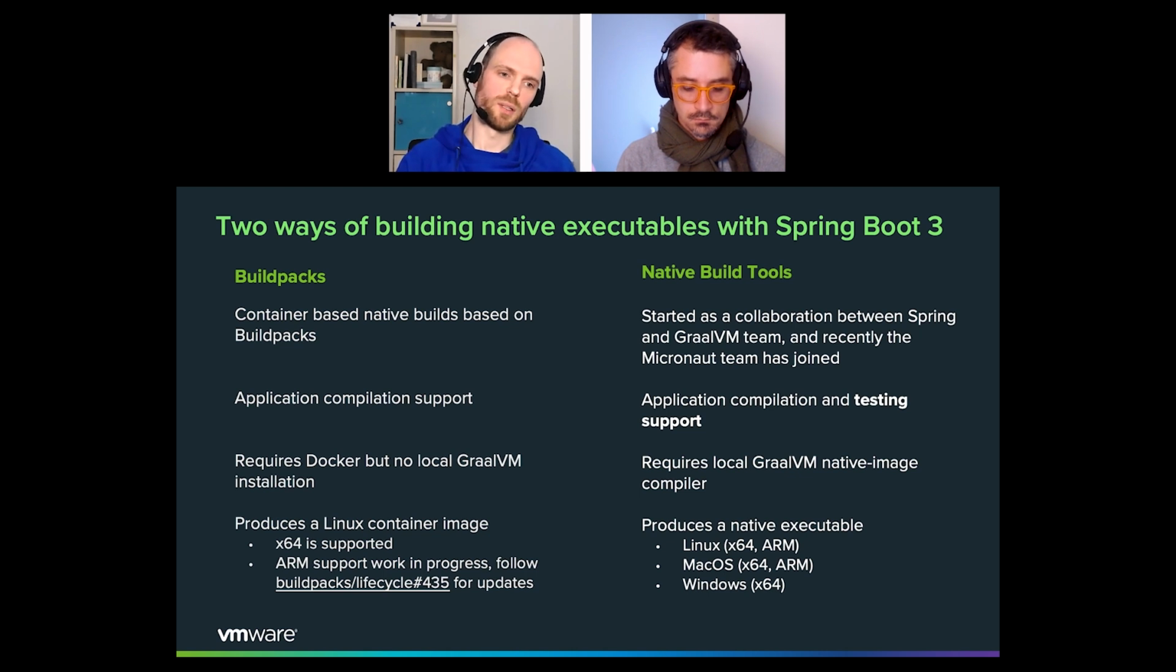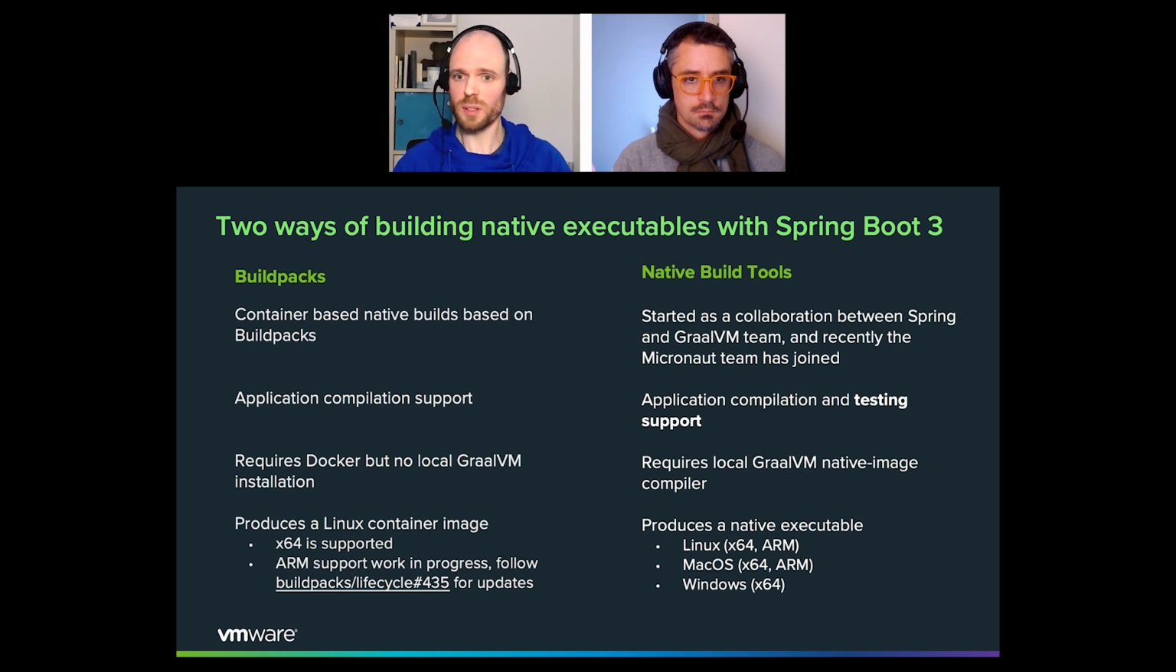And it has support for compilation, so you give it the source code, and you get a container image with a native image in it. This requires Docker, but no GraalVM installation. So you don't need to download GraalVM and install it. You just need Docker. It produces a Linux container image, and the x64 architecture is supported, and ARM support is work in progress. And here is the ticket if you want to follow it for updates.